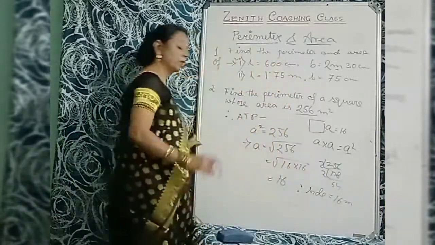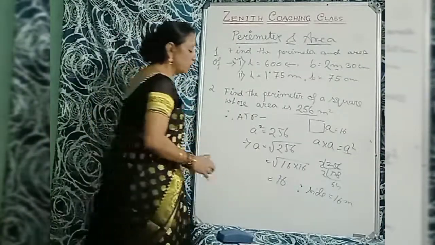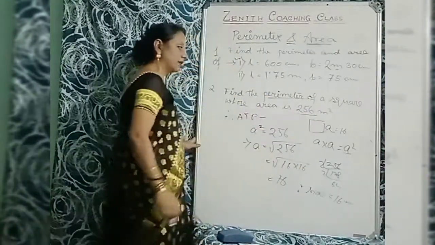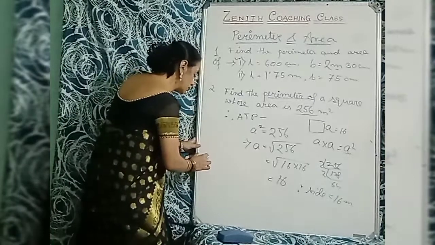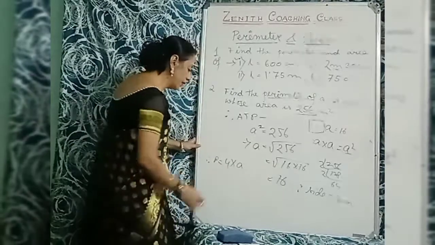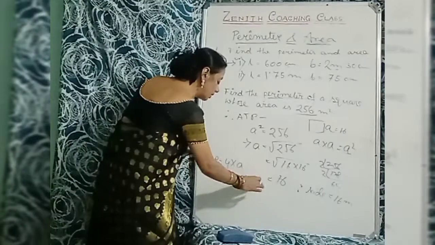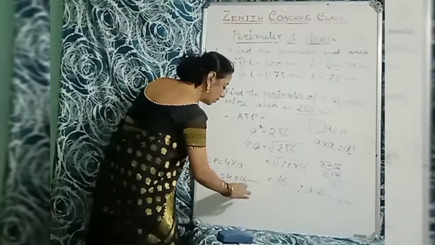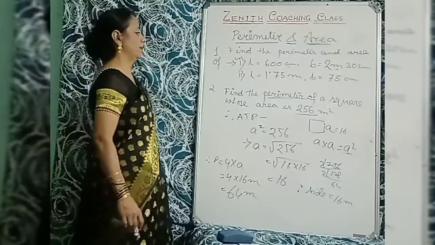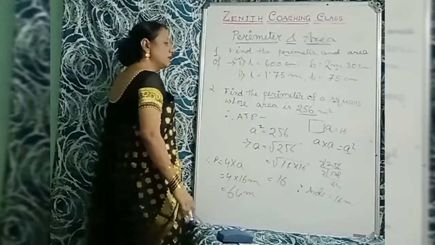Don't forget to put the unit, otherwise marks will be deducted. Please note. So side equals 16 meter. But I asked you about perimeter, not about side. So perimeter equals 4 into side, that is 4 multiplied by A, equals 4 multiplied by 16 meter equals 64 meter. Okay, understood?